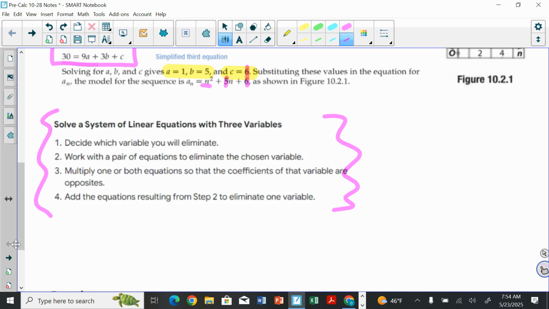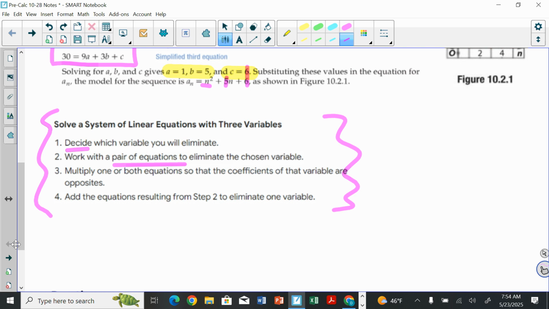Just as a reminder, number 1, we're going to have to decide which variable we want to eliminate. Usually, I think you'd want to go with C just because it's easier. You're going to work with a pair of equations to eliminate that chosen variable.